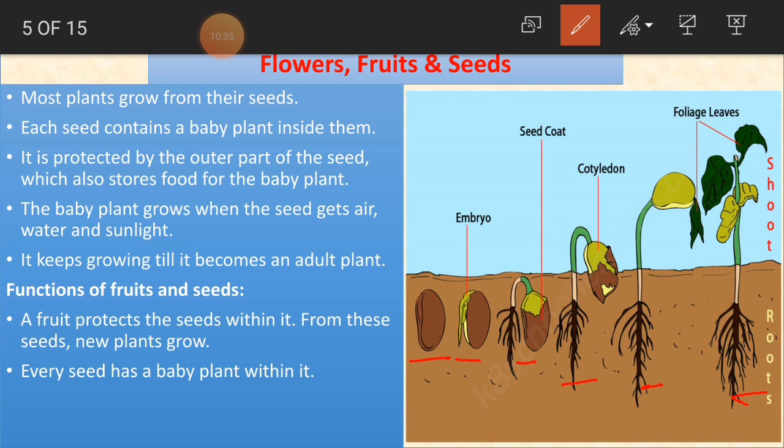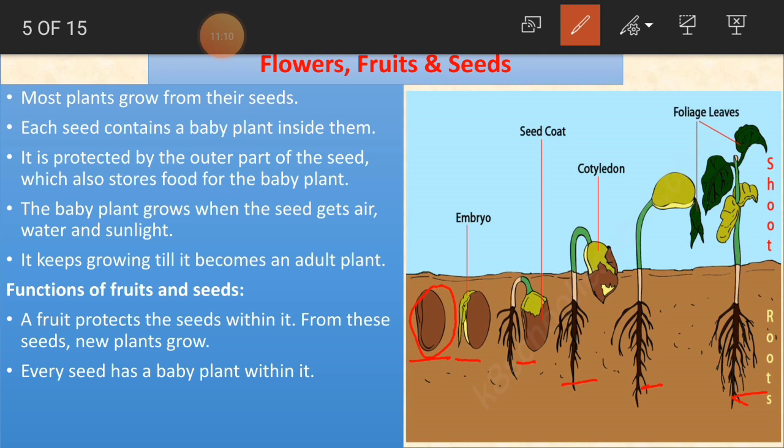What does this seed do? It has a baby plant inside it. Then it is going to protect that baby plant. The outer part of that seed is going to protect the baby plant, and it also stores the food for the baby plant. Food in the sense what, children? What are all the mineral nutrients we are giving in the form of water? Here food means all the minerals and nutrients through water.